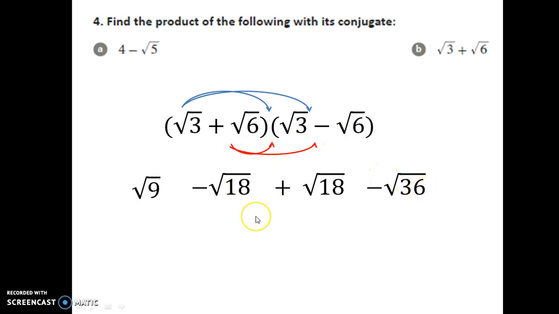All right, the middle ones cancel. You're left with root of 9 minus root of 36. Root of 9 is 3. Root of 36 is 6. So you end up with 3 minus 6, and that's negative 3.